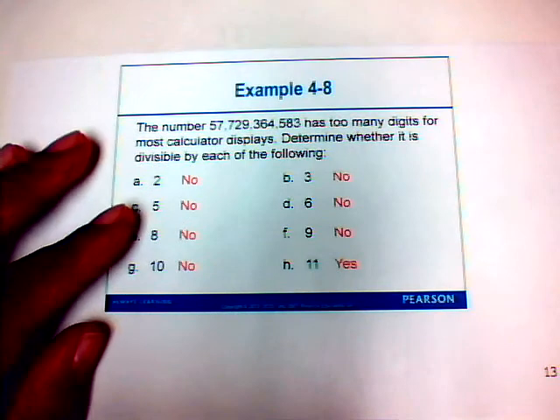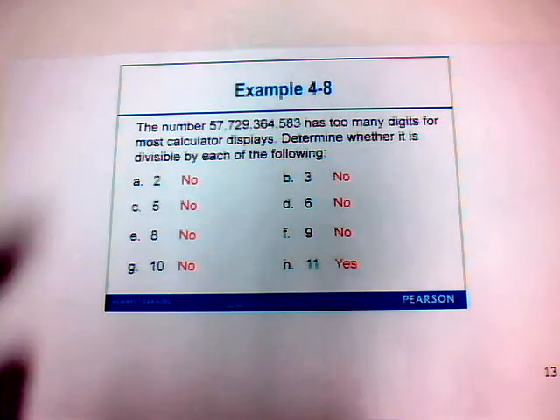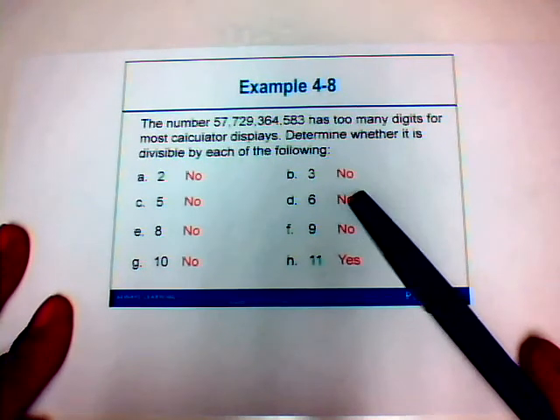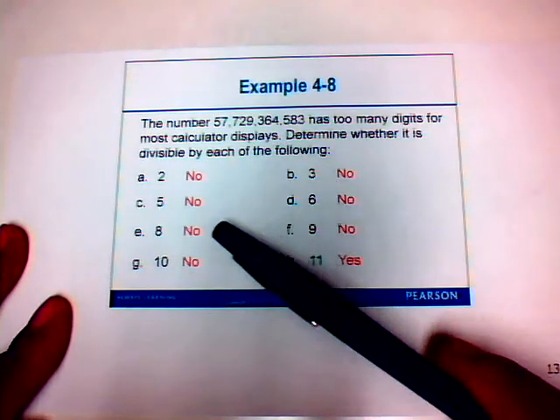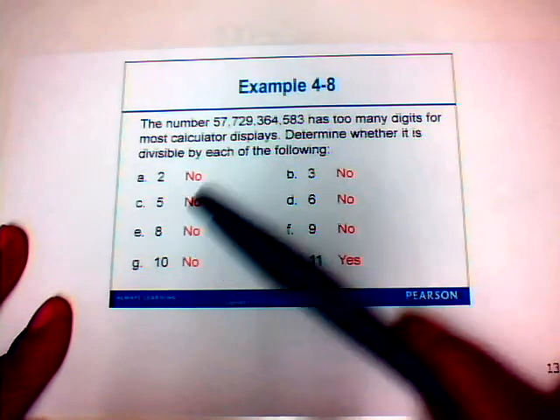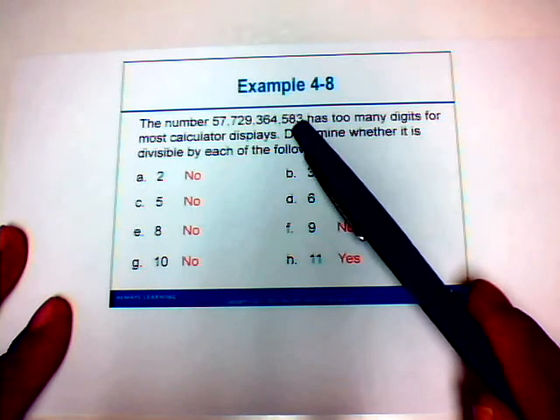Part B. Is that number divisible by 3? The answer is no. Because if I add 5 plus 7 plus 7 plus 2 plus 9 plus 3 plus 6 plus 4 plus 5 plus 8 plus 3, the sum of the individual digits, that gives me 59. 59 is not divisible by 3, so no, 3 does not divide into this number. What about 5? Easy. That answer is no. The last digit ends in 3, does not end in 5 or 0.